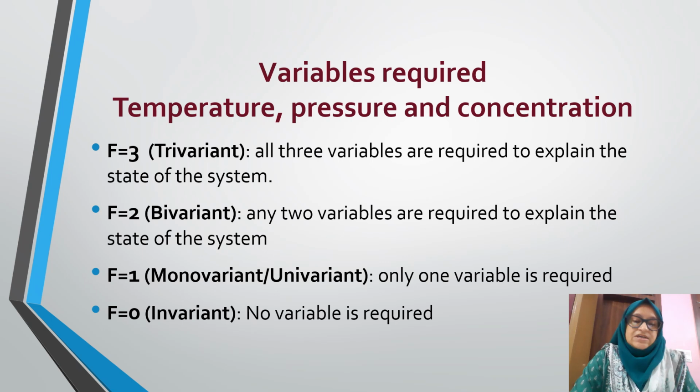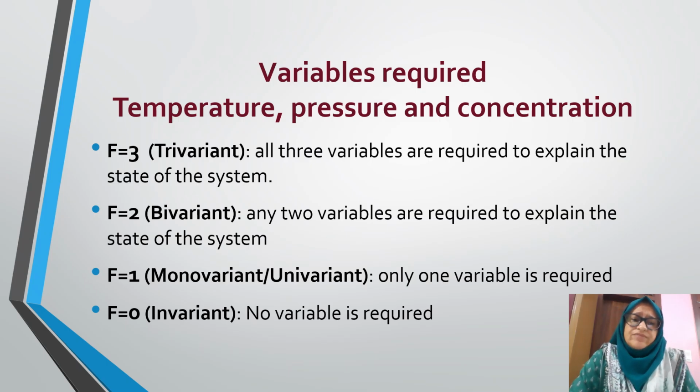Again, if F is equal to 2, that is, if the system is bivariant, then out of these three variables, that is temperature, pressure, and concentration, I will need two variables. Either temperature and pressure, then concentration can be explained on its own. Or I can take pressure and concentration, then the temperature of the system will already be clear.